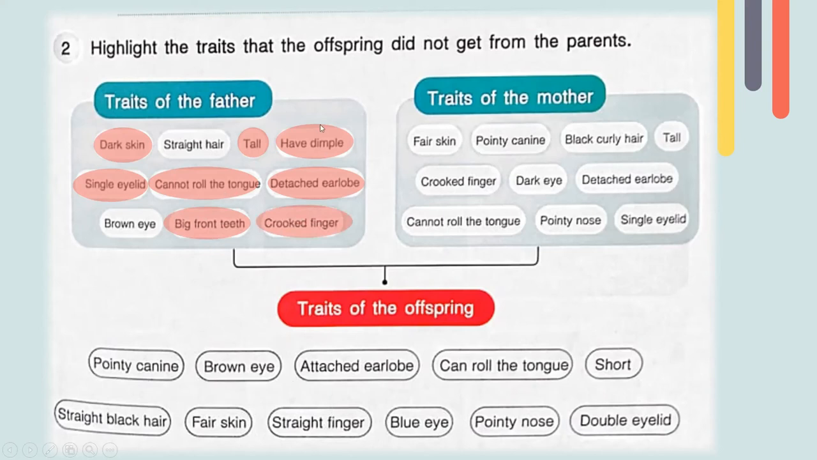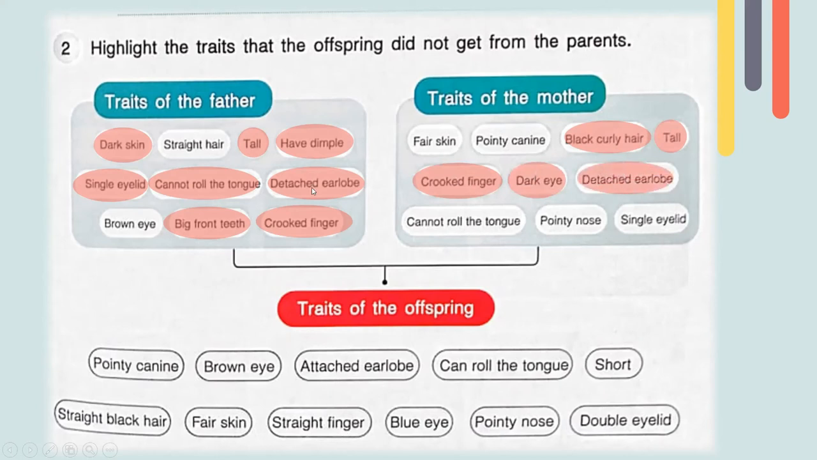Okay, so let's move on to the traits of the mother. Fair skin, there is fair skin. What about pointy canine? There is also pointy canine. What about black curly hair? We only have straight black hair. What about tall? It's short. What about crooked finger? It's straight finger. What about dark eye? It's blue eye. What about detached earlobe? It's attached earlobe.